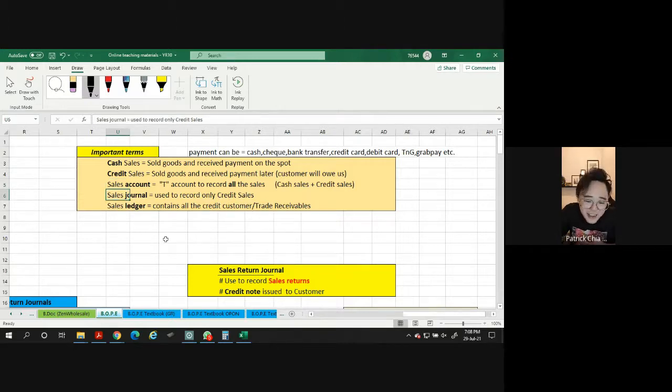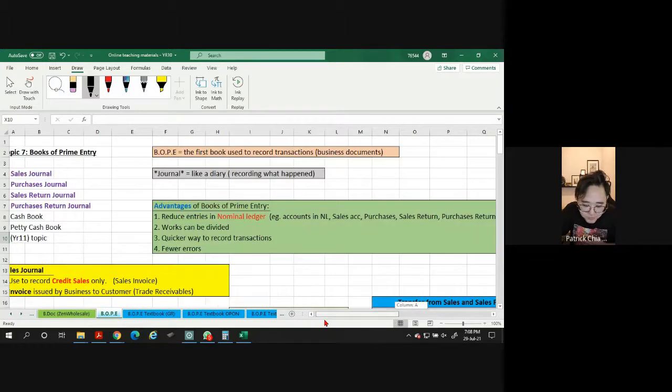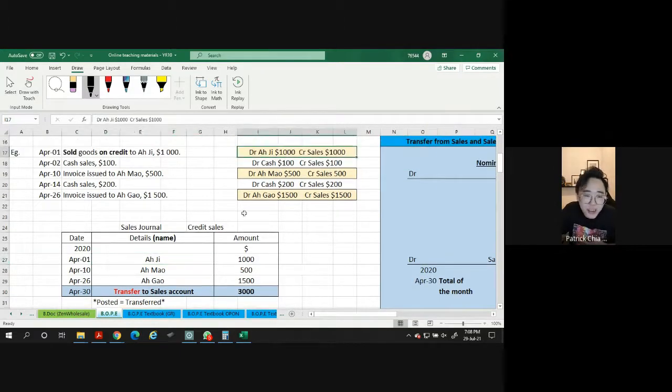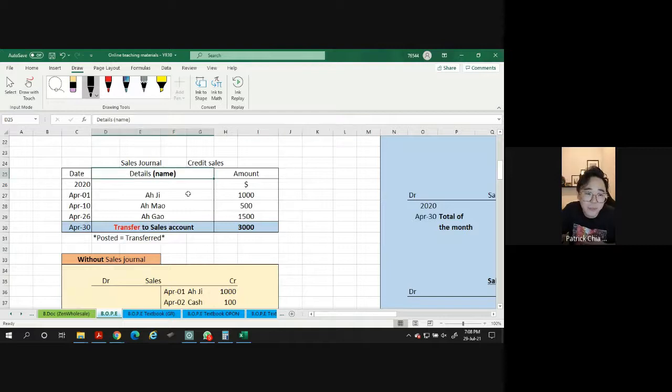Sales journal is a diary. Journal is like a diary. This is the format, and the format is very simple: just date, details, and amount. The details are technically just the name, because it's only to record credit sales. So it makes things much faster. You don't need to do the double entry, just straight away put into the journal. But actually, you still need to know the double entry later. Not to say no need to know, you need to know. Maybe I'll explain this next week.